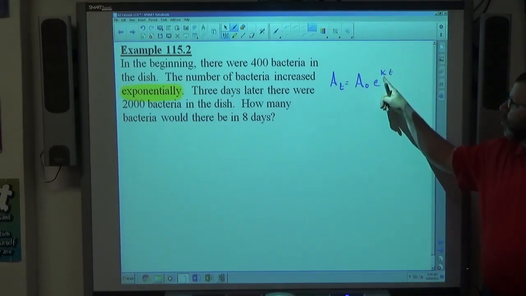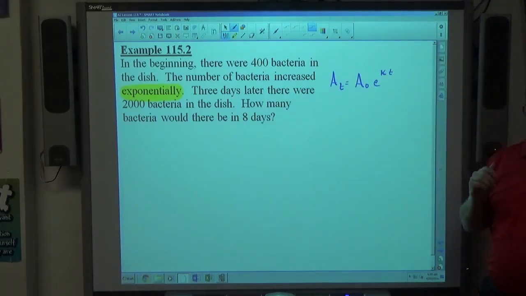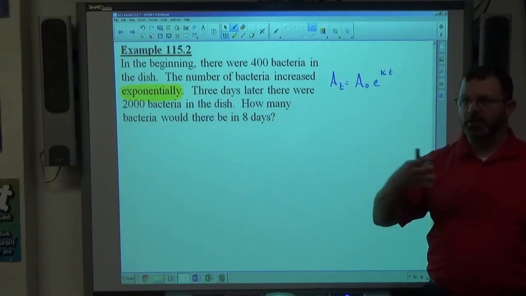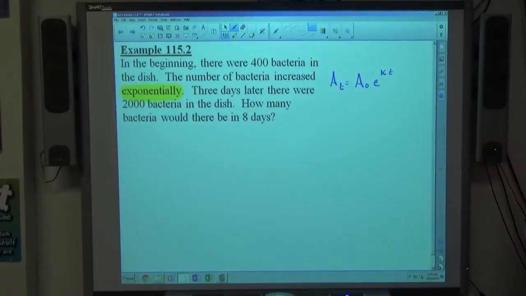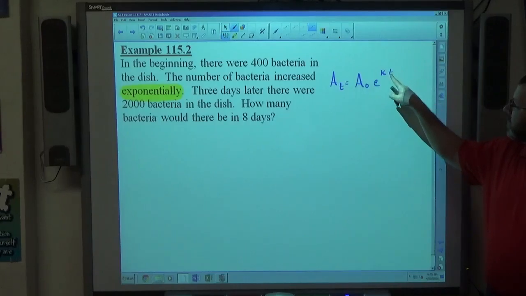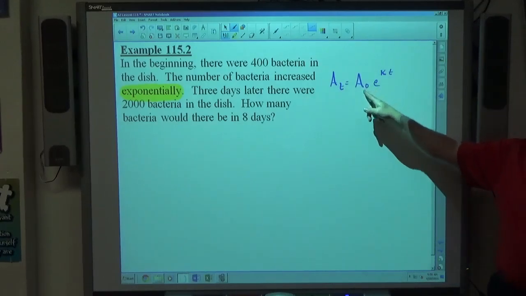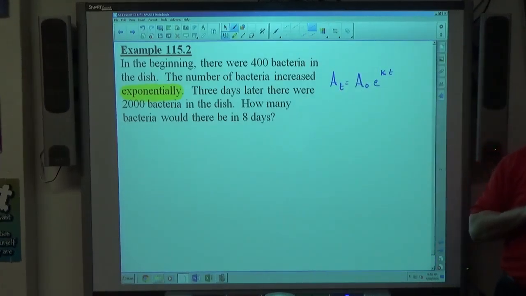k is the growth or decay constant. If k is positive, it's a growth constant. If k is negative, it's a decay constant. Okay? Bacteria grows, radioactive material decays. So that's typically the nature of these problems. Okay, t is the amount of time that elapsed from the initial amount to the final amount. So the initial amount is A sub 0, the final amount is A sub t.